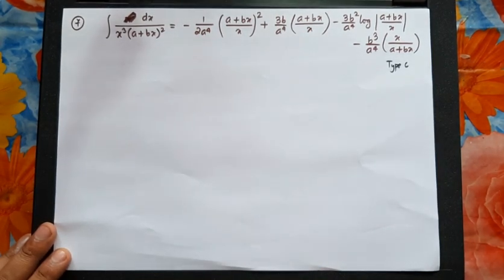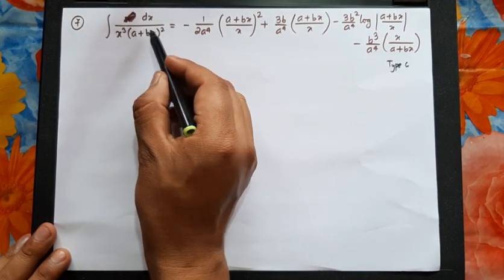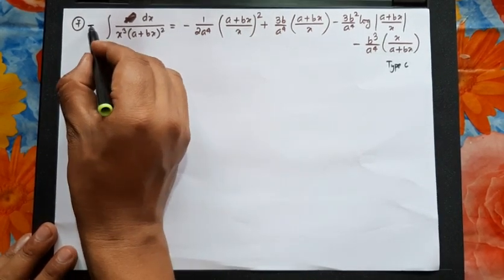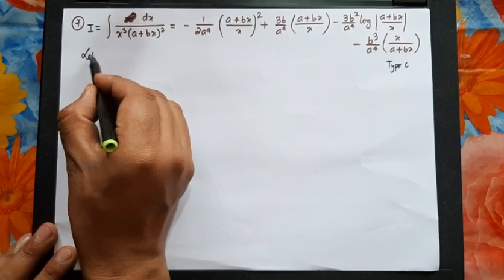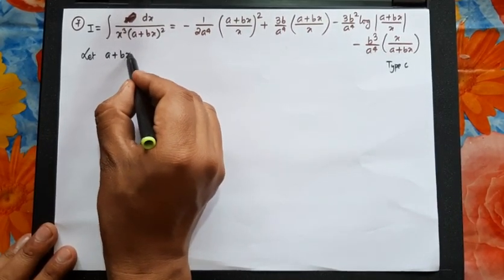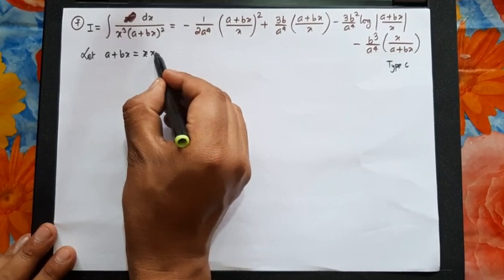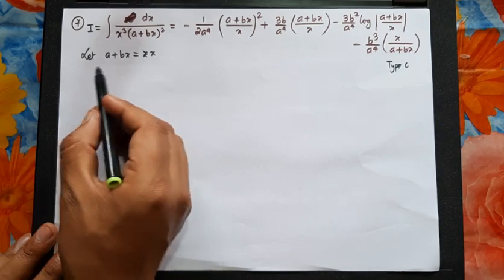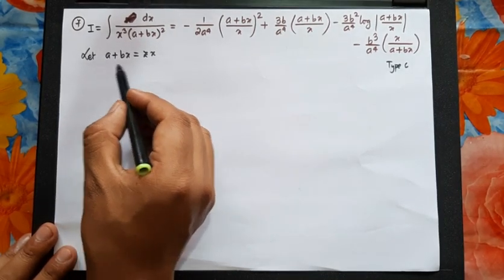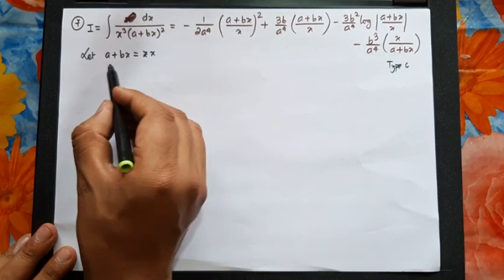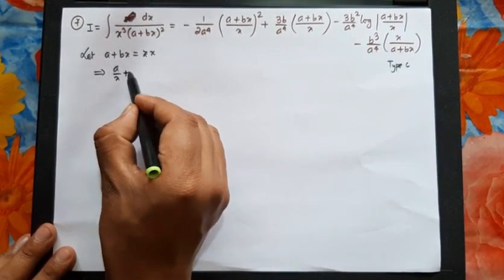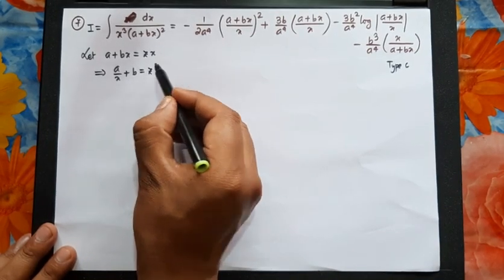Now according to the rule, whatever is inside this has to be substituted with xz. So I'm taking, let a plus bx equal zx, or xz, whatever you want to call it. Next you will divide both sides by x. If you do that, then you will get a by x plus b equals z, right?